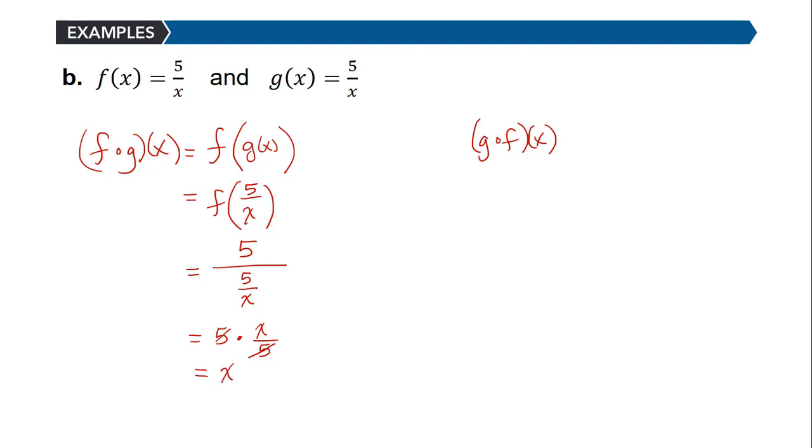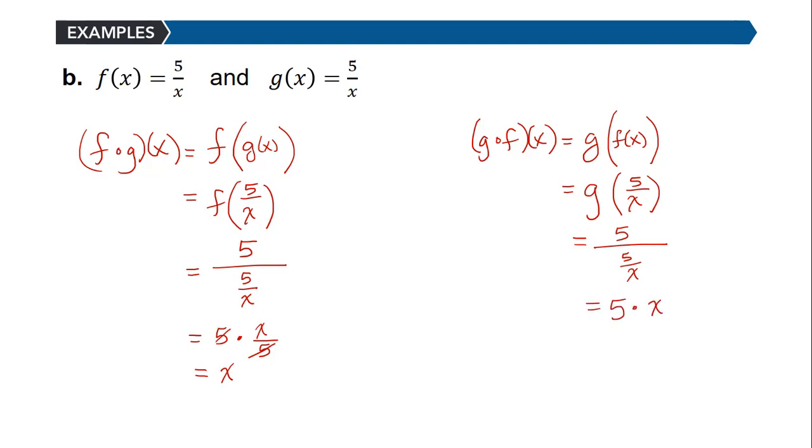G composed with f of x, likewise, is g of f of x, which is g of the function f, which is 5 divided by x. This is going to be the exact same thing, but I just want to go through the steps to make sure you understand. Now I'm saying g of something. G is take 5 and divide by that input, so this would be 5 divided by my input, which is 5 divided by x. So this is equivalent to 5 times the reciprocal, which is 5 times x divided by 5, or just x. So therefore, f and g are inverses of each other.